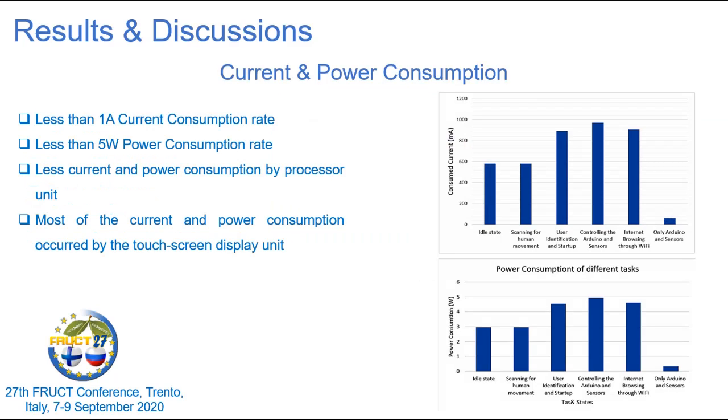In terms of current and power consumption, the system showed promising results as well. As we can see from the chart, the average current consumption stays below 1 ampere. Therefore, the power consumption stays below 5 watts. Here, most of the current or power is consumed by the touchscreen display. Therefore, we have developed a sleep mode to avoid any unnecessary power wastage.